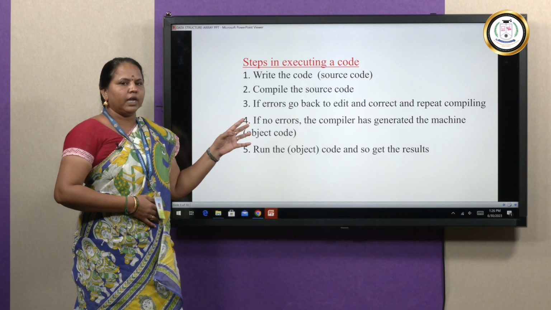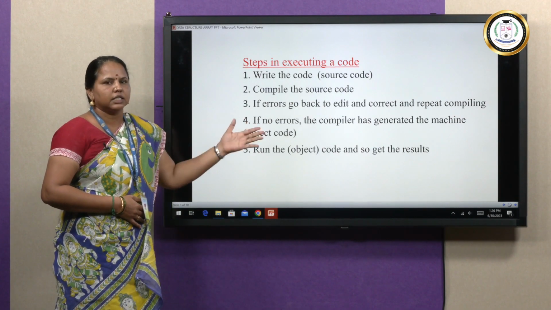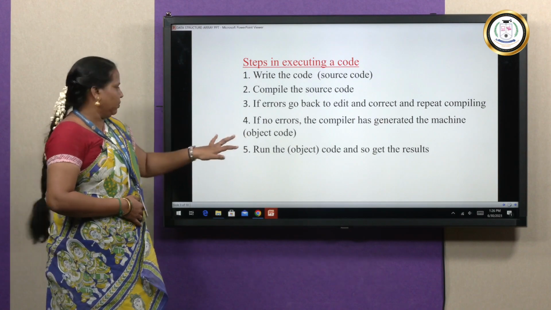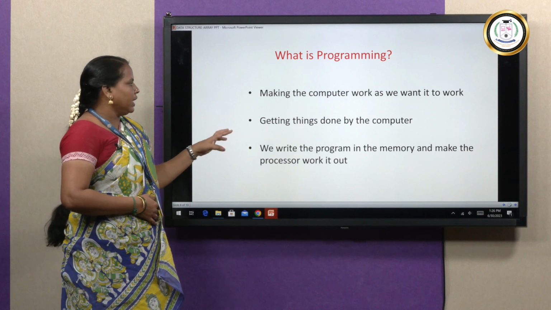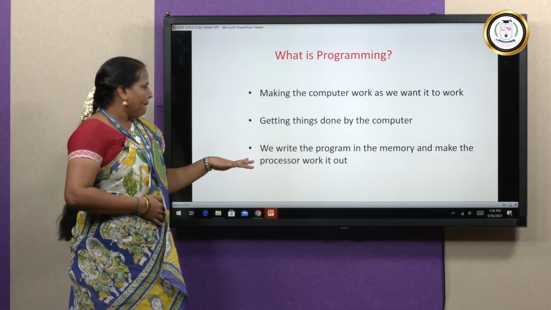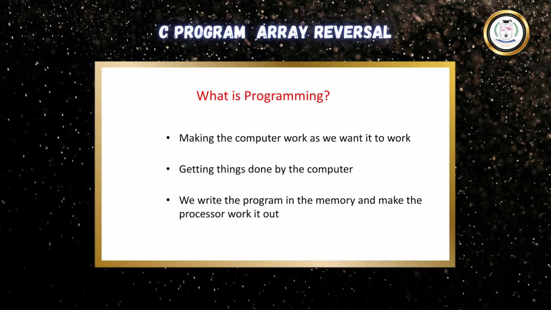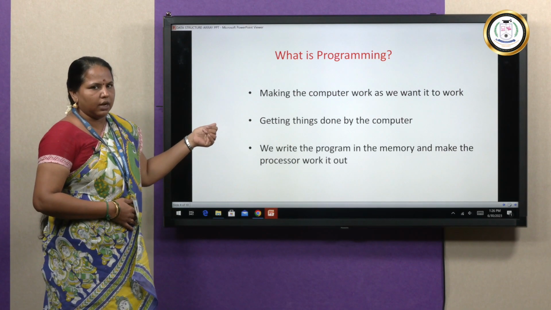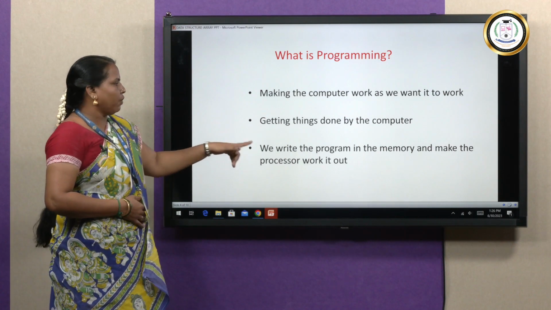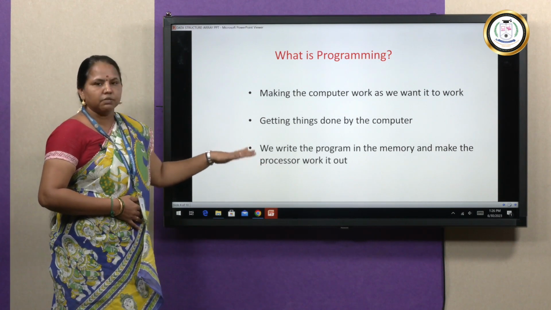Here I have given 6 numbers. These 6 numbers have to be reversed. So these are the steps. So what is programming? Before entering into that, we have to make the computer work as we want it to work. For getting these things done by the computer, we write the program in memory and make the processor work on it. I have already explained the computer system.